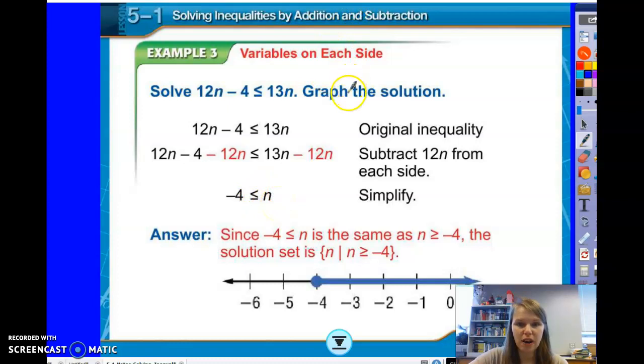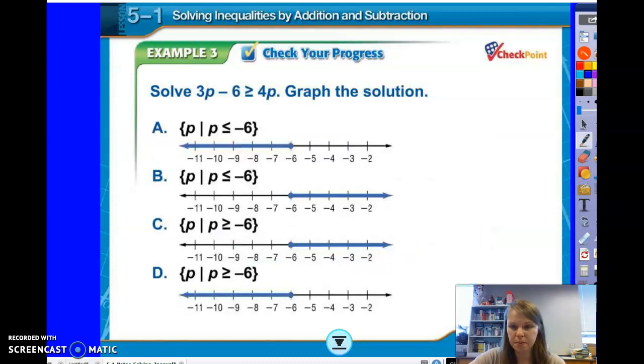When it says to graph this, we're graphing this on a number line. What that means is we're going to draw out our number line here, and we need this to be equal to -4 or greater than. So we're going to shade in the -4 and do everything on this side. Okay? So the next one, take a look at this one. So pause right here, see what you can do. When you're ready, hit play.